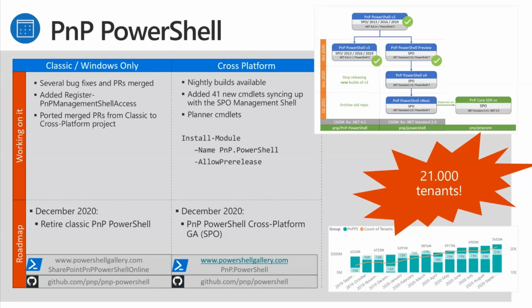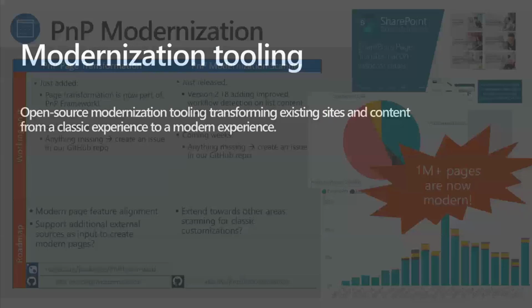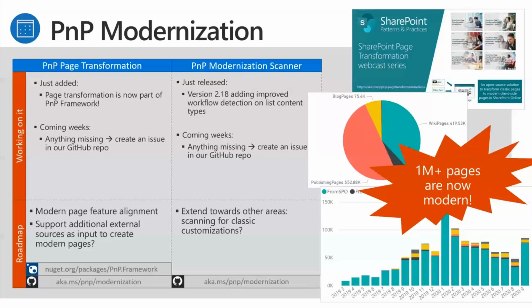Excellent. Yep, that's it. And then let's jump to the modernization tooling. Quick recap on there as well. That will be a real quick recap because nothing really happened. So I think the key thing to call out is that we have page transformation tech to modernize pages, to become modern pages. So if you need that, go check it out. And we have a modernization scanner that can detect classic assets in your environment.